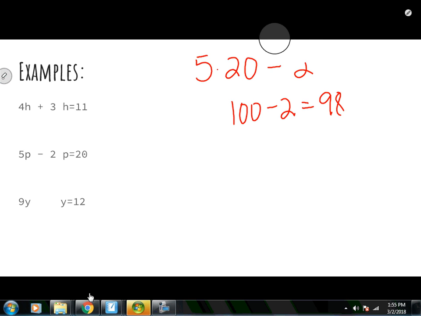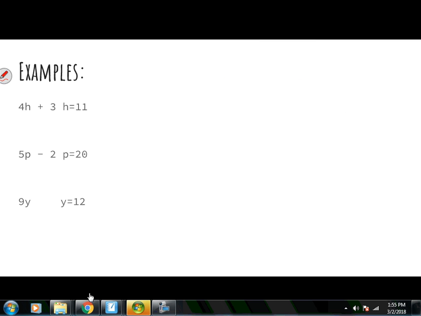And then finally, 9y, again, if you have a number and a variable up against each other, it means multiplication. So we have 9 times 12. All right, so we solve that out. 12 times 9 is 108.